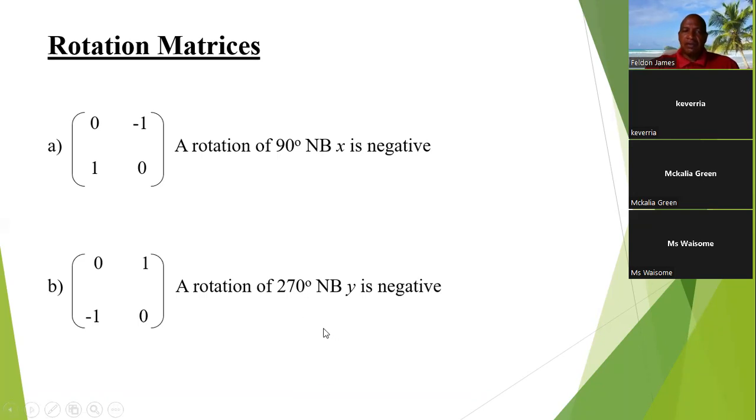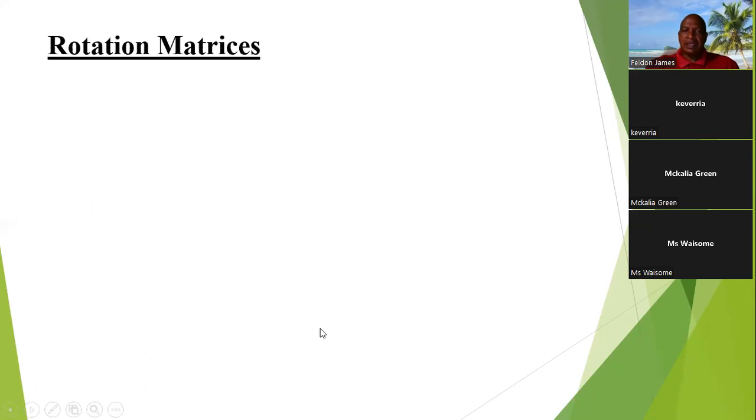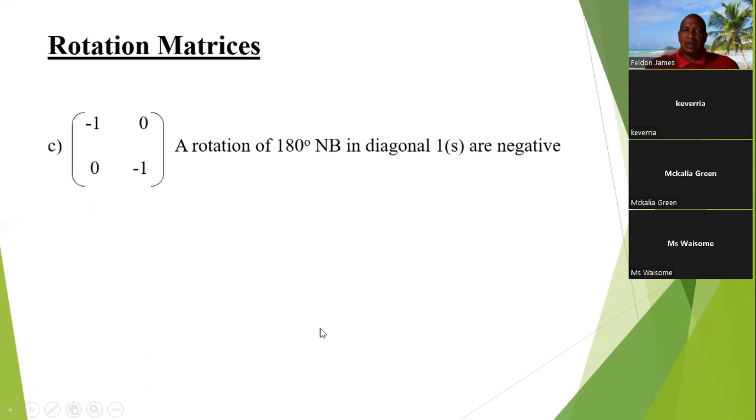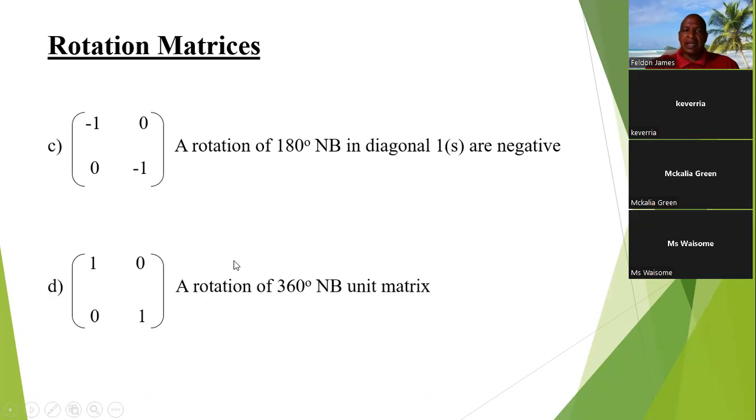Now, for 180, these look exactly like the unit matrix. So for the rotation of 180, you write the unit matrix and write the ones as -1s, right? And for the rotation of 360, you just use the unit matrix by itself without doing any changes to it.